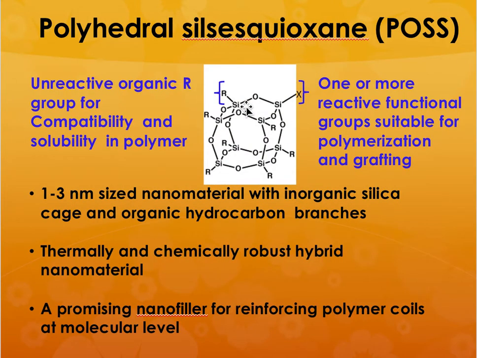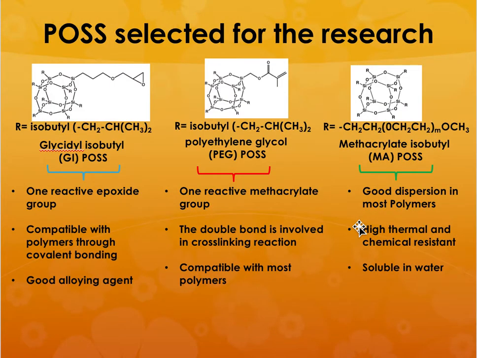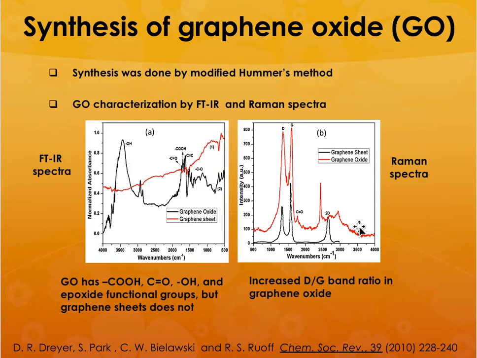Similarly, you can also have polyhedral oligomeric silsesquioxane, or POSS. They also have a similar cage type of structure with a lot of reactive groups at the ends. They can react with the matrix resin and improve the different kinds of properties. So these are the types of POSS molecules that we selected, and we also used graphene oxide. We synthesized the graphene oxide by ourselves. This was all done by our group here at Oklahoma State.